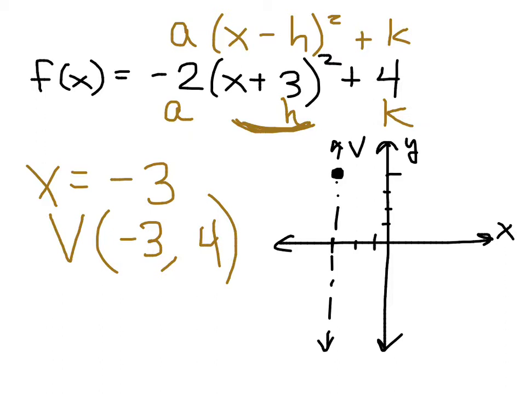Now, based on what we have in our A position, what way do you think this opens? Do you think it opens up, or do you think it opens down? Why? We got a reflection, right? So it should open down. So here's what I want you to do. Here's how you're going to be more accurate.